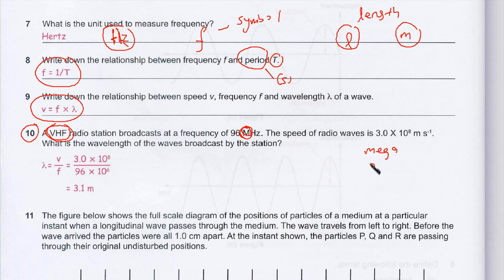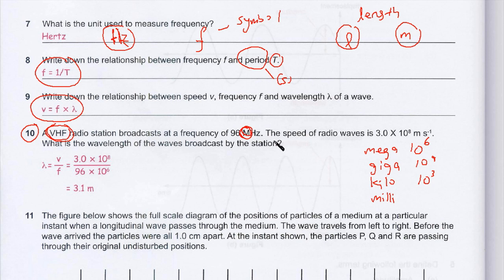We have got giga, and we also have this thing called kilo, milli. Kilo is 10 to the power 3. Giga is 10 to the power 9. Refer to the table in chapter number 1. Mega is actually 10 to the power 6. So how do we convert? I will show you how to convert 96 megahertz to hertz.